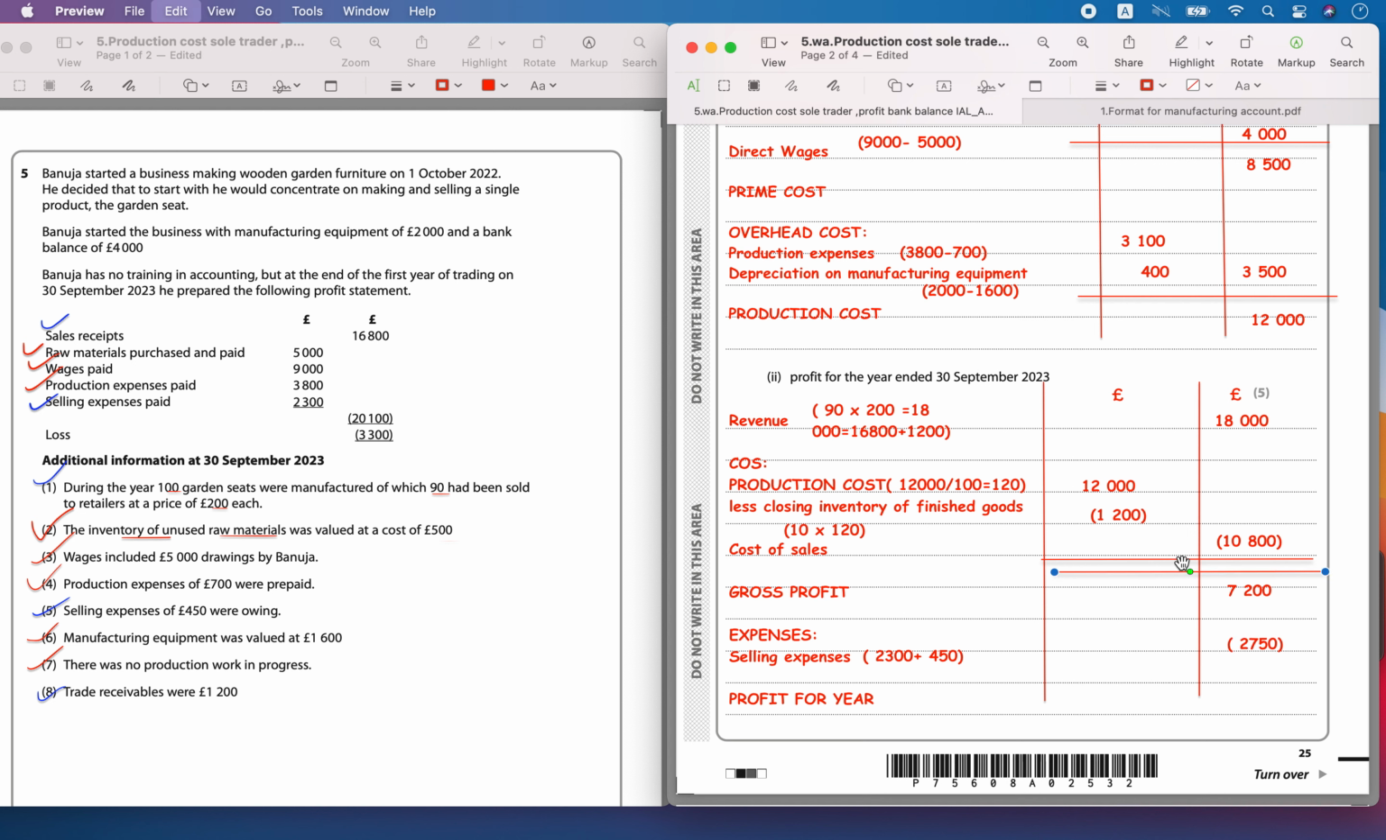Now let's calculate the profit for the year. So 7,200 minus 2,750. That is going to be equal to 4,450.